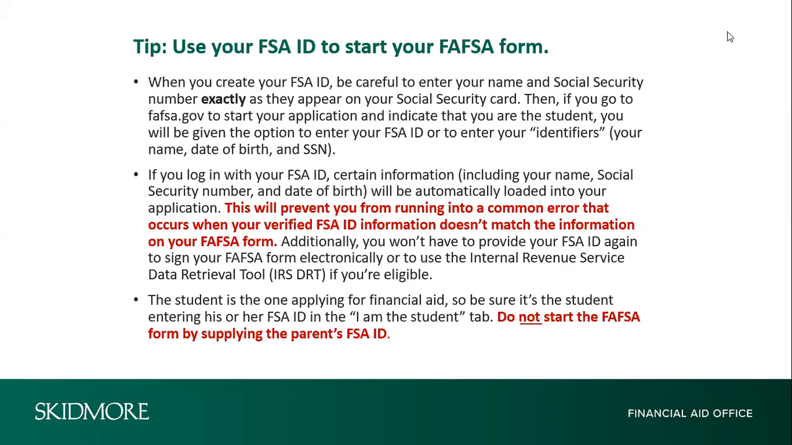And then finally, you want to make sure that you don't start the FAFSA using the parent's FSA ID, because otherwise it's going to look like the parent is requesting financial aid on their own FAFSA. Just think of it this way. It's the student's FAFSA on which parental information is provided. And that'll help you think about the questions in the right way. When it says, what's your name? It means what's the student's name, because it's their financial aid application.